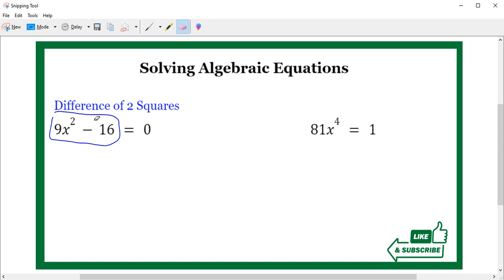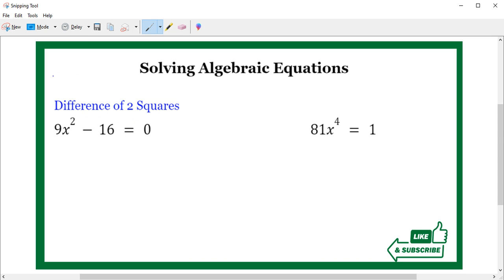Okay. Then of course, if you have an equation that you're solving, and this is a quadratic function, meaning the highest exponent is 2, then you have to make sure that your equation is set to 0, which it is in this example. Okay, so how do we know it's a difference of two squares?